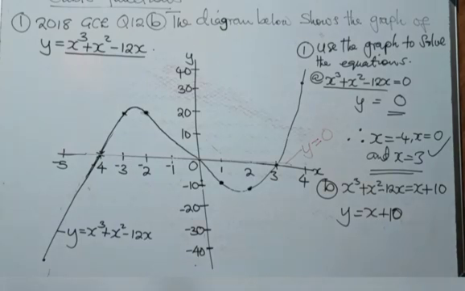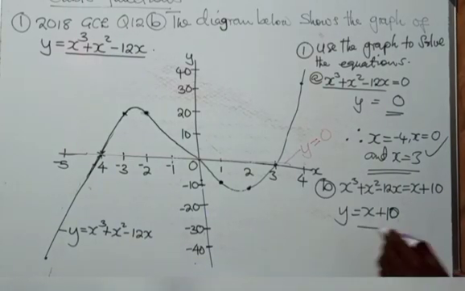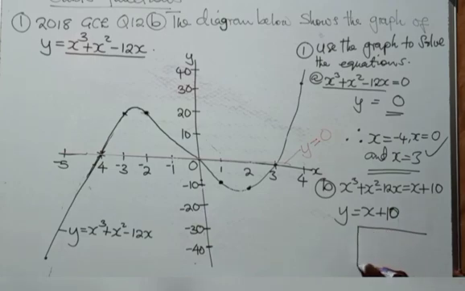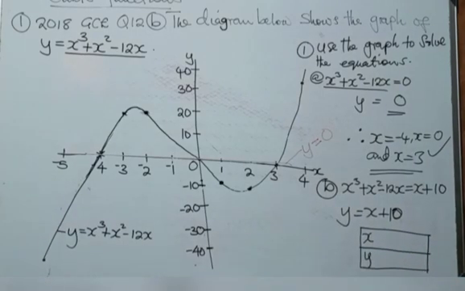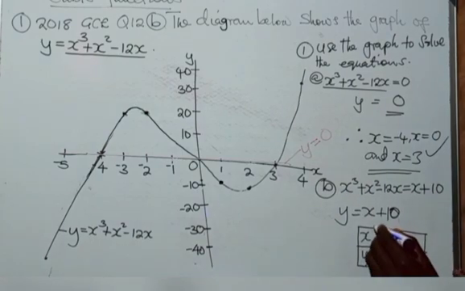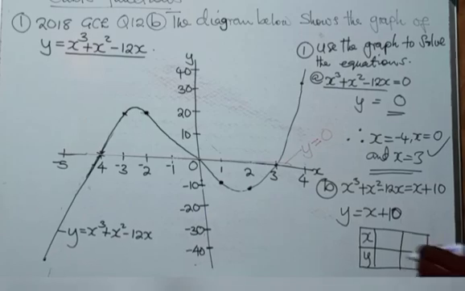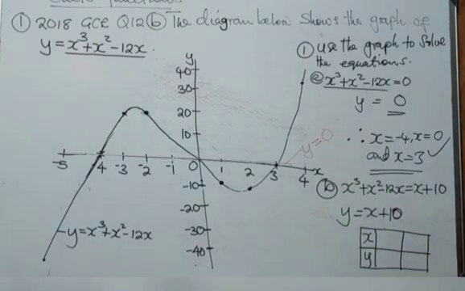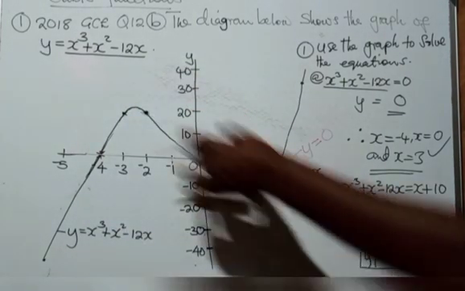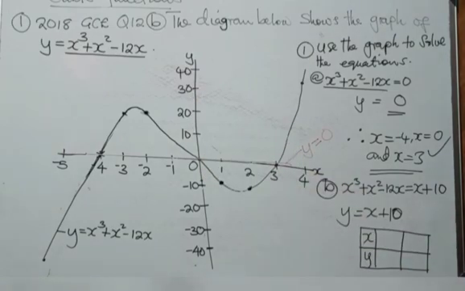Now, since there is x here, meaning we have to come up with a line. How do we come up with a line? We come up with a table of values. So in the table of values, we say this is x and that one is y. We are now going to pick any value of x and also any value of y and come up with the two coordinates. Then we plot those two coordinates.